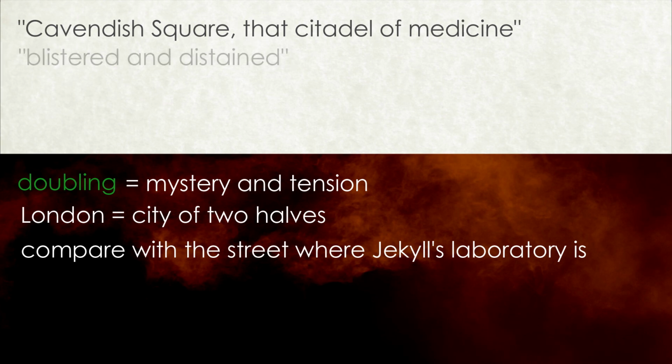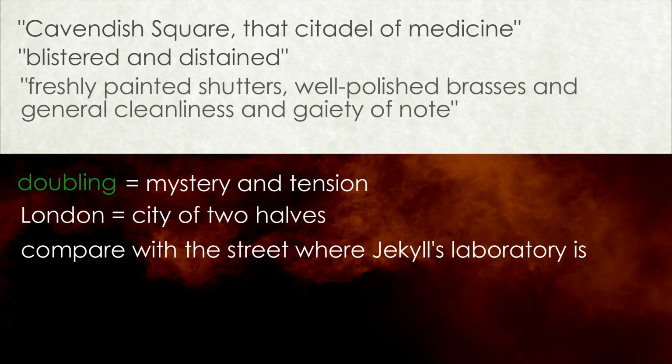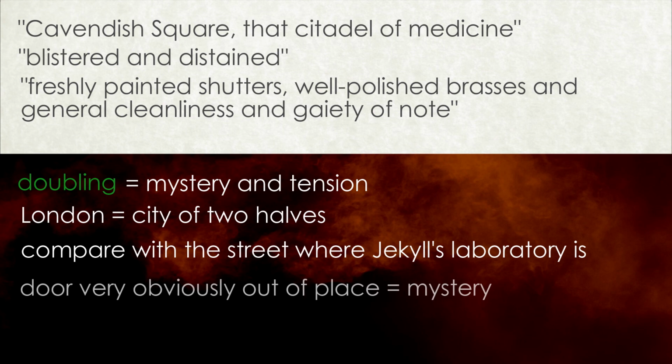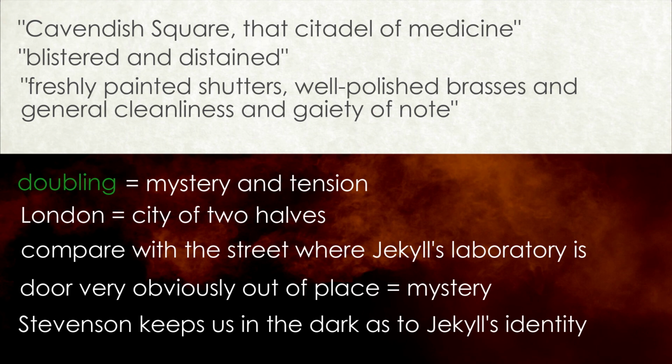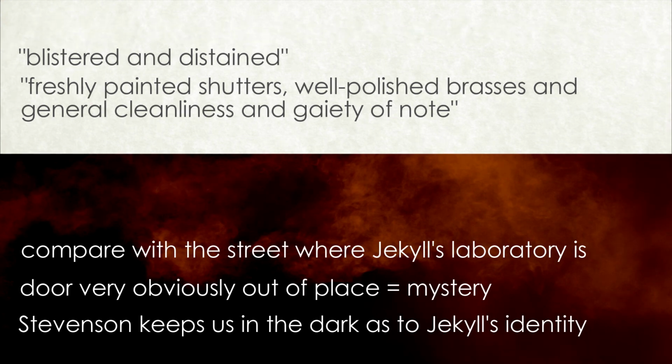The door is "blistered and distained." It is a stain on an otherwise very pleasant street, which has freshly painted shutters, well-polished brasses, and "general cleanliness and gaiety of note." Not only is it so obviously out of place that it causes mystery, but also Stevenson, using Victorian protocols for not gossiping to his advantage, does not allow Enfield to disclose whose name was on the cheque, and Mr Utterson to, in turn, disclose that he knows very well who the house belongs to anyway, in order to sustain the mystery a little longer.